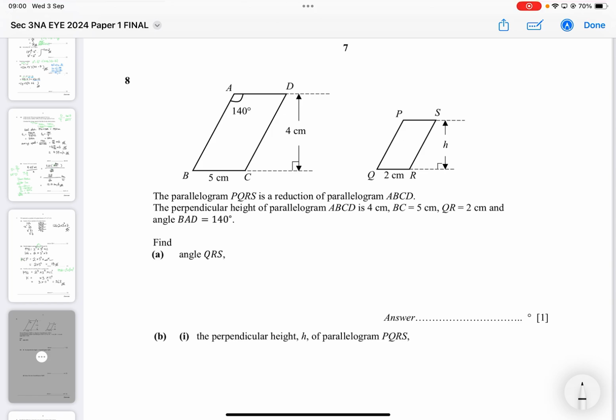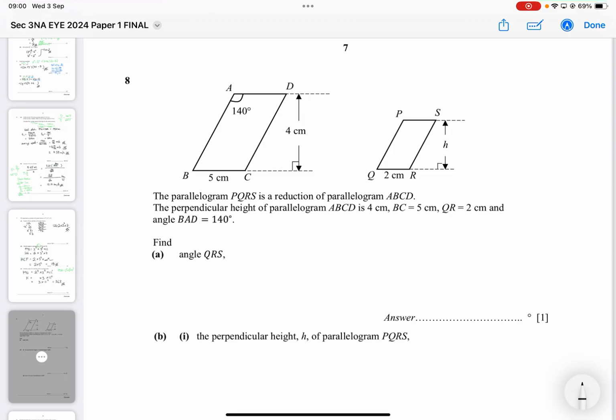Okay, this is a similar figure. They tell you already, PQRS is a reduction. Reduction means the diagram is made smaller, the figure is made smaller, everything small by the same scale. So, you can find the scale from the corresponding side.